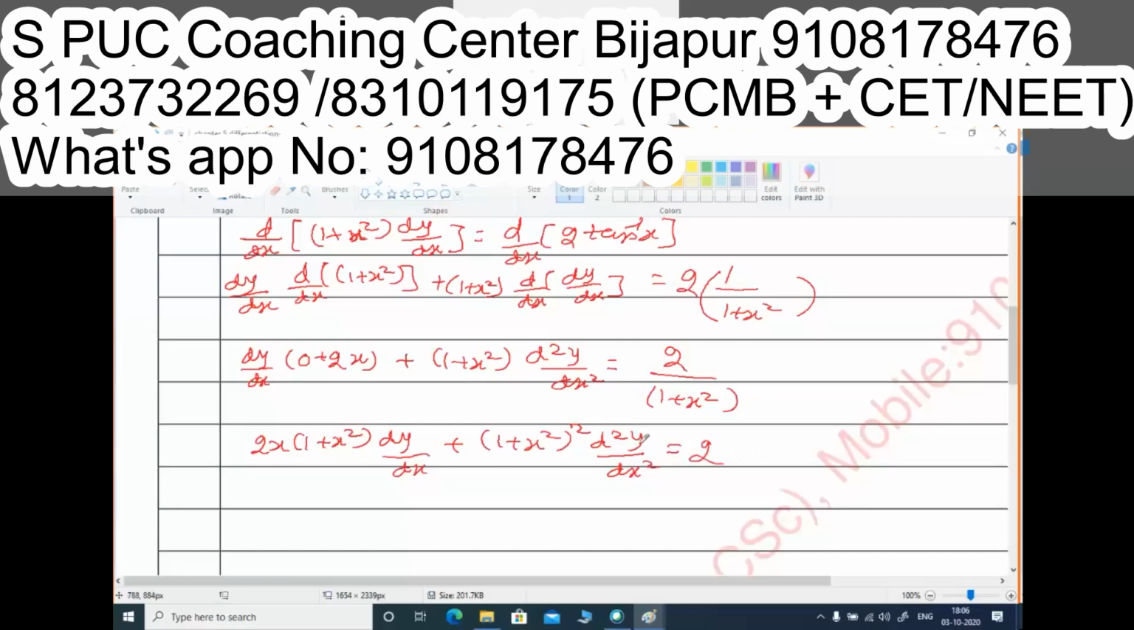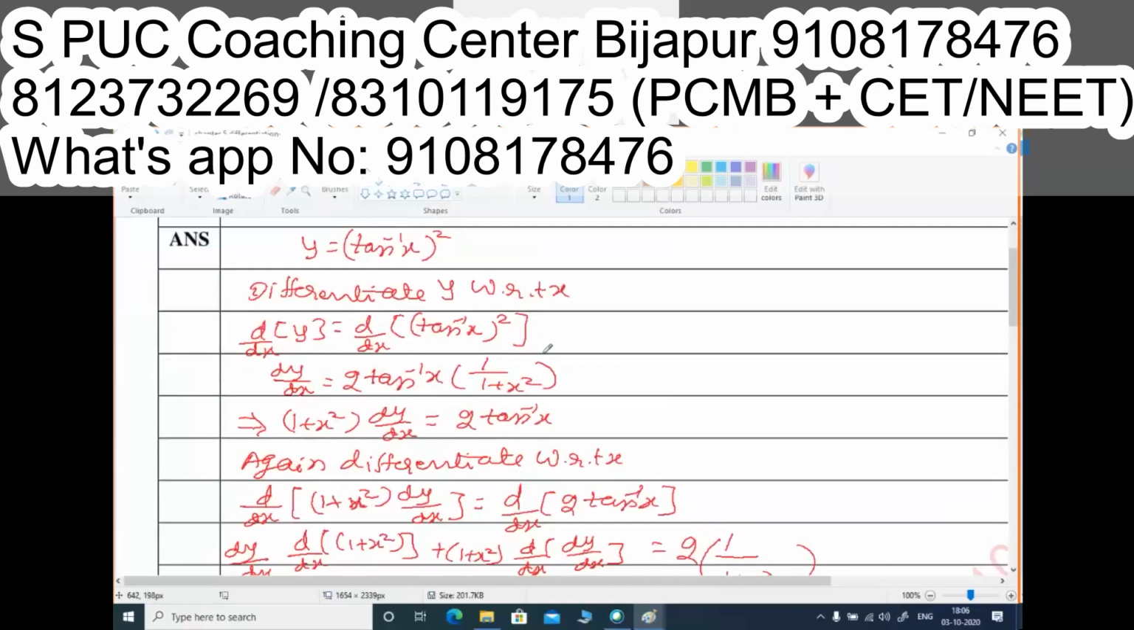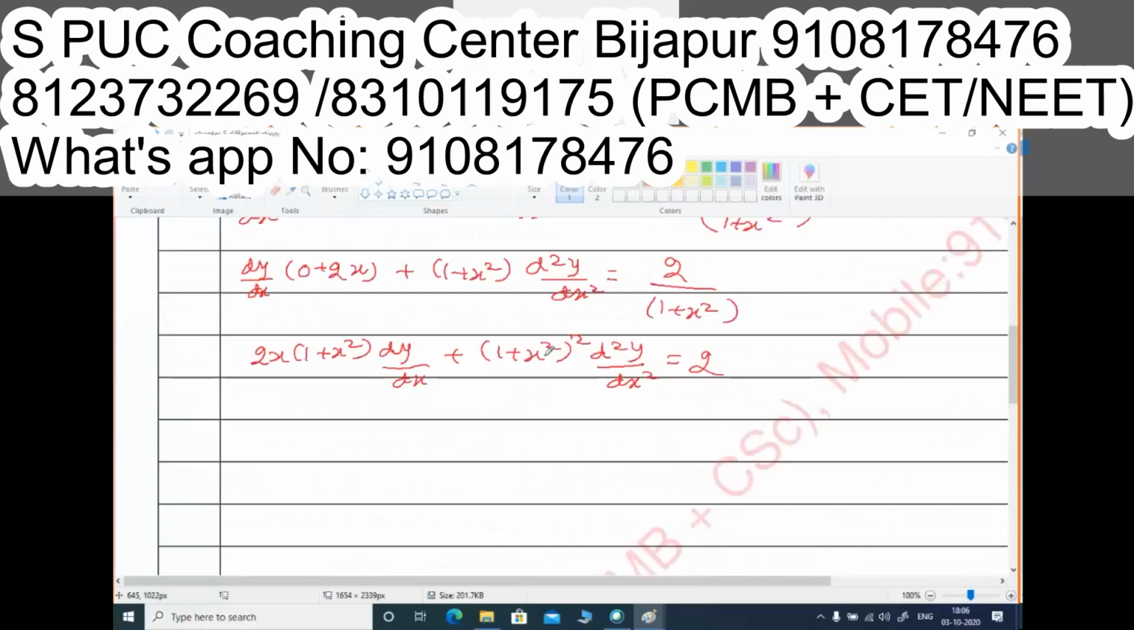What he has asked, you just see here. He has asked to write in this way, x square plus 1. Since the derivative of tan inverse x is written as x square plus 1, we can change this. First of all, write the higher order term: whatever that is, (1 plus x square) bracket square into d square y by dx square plus 2x (1 plus x square) into dy by dx, which is equals to 2.